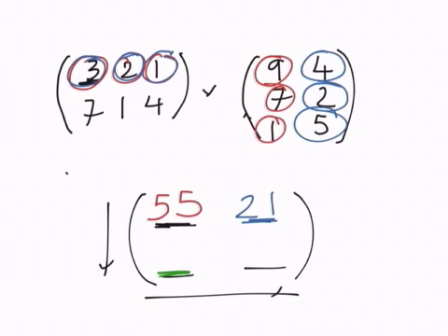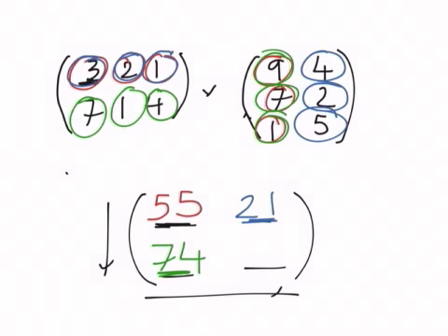Let's try and find out this now. Well, that is at the bottom left, so we look at the bottom row of the first matrix and the leftmost column of the second matrix. And this means the answer is going to be 7 times 9 plus 1 times 7 plus 4 times 1, which leaves us with 7 times 9, 63, plus 1 times 7 is 7, so 63 plus 7 is 70, and 4 times 1 is 4. So we end up with 74.